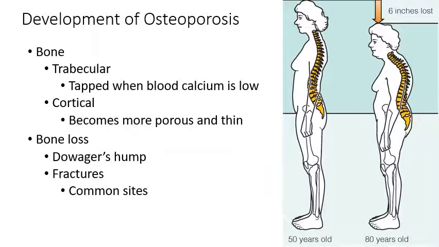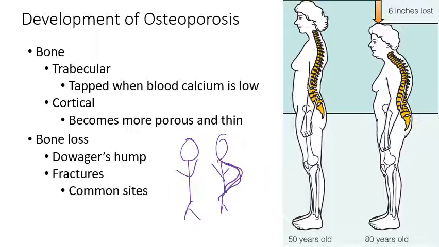Development of osteoporosis. The trabecular bone is tapped when blood calcium is low. Cortical bone becomes more porous and thin. So there's also bone loss, the dowager's hump. So this is a person standing regularly, and then they have a hump. And it's not because she didn't stand up straight, it's because of the calcium loss and the osteoporosis.